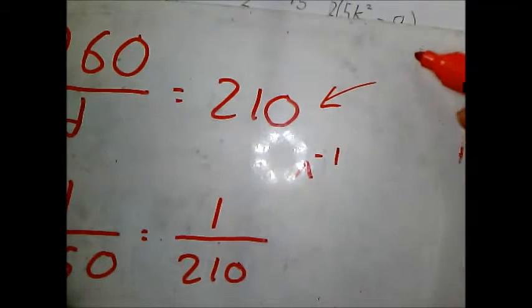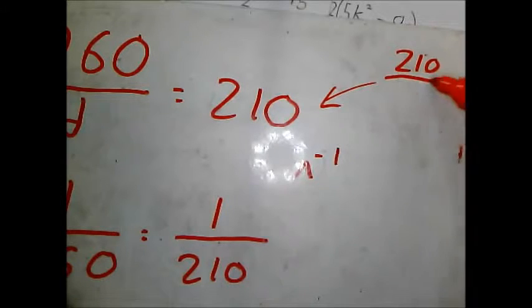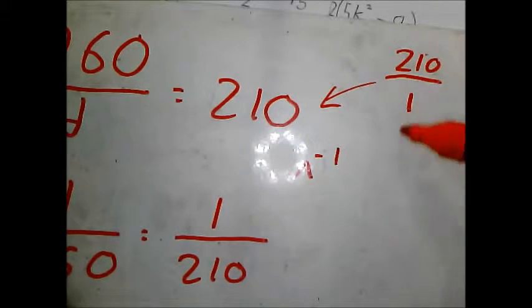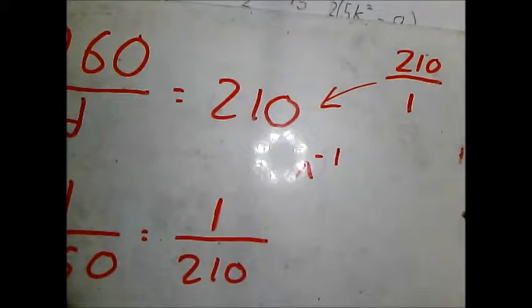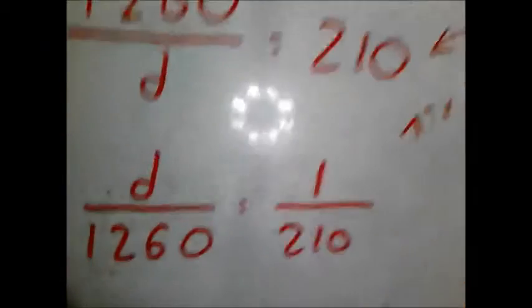Okay, if you're not sure why I did this, I can rewrite 210 as a fraction as 210 divided by 1. And as you can see, 210 divided by 1 is 210. So when I flip that upside down, I've now got a 1 on my numerator.